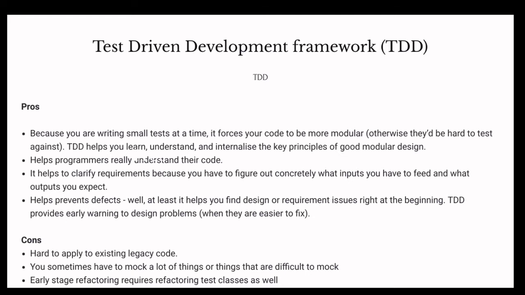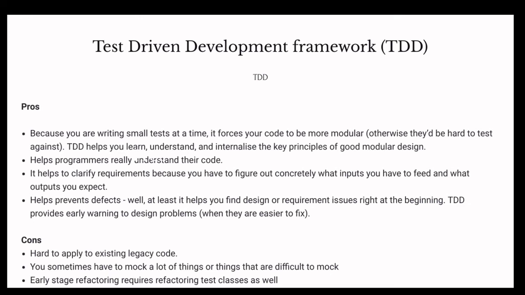So there are certain pros and cons. Let's talk about this. Because you are writing very small tests at a time, it forces your code to be more modularized. So based on those scenarios, we are creating our application, or we are writing the code. So it gives us a modularized facility. TDD helps us to learn and understand the principles of good modularized design.